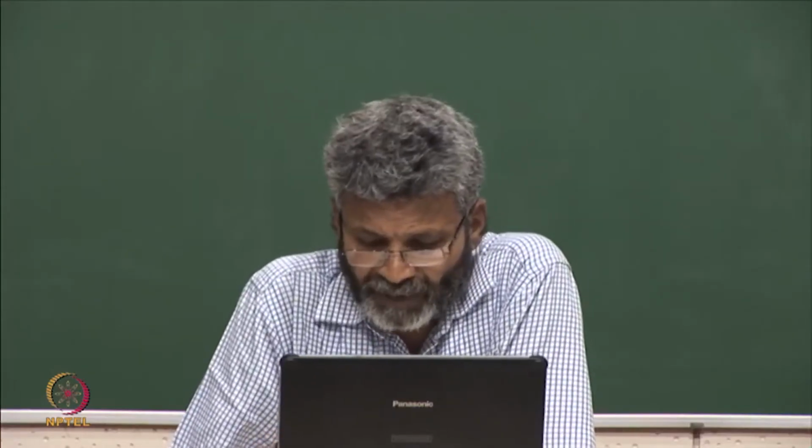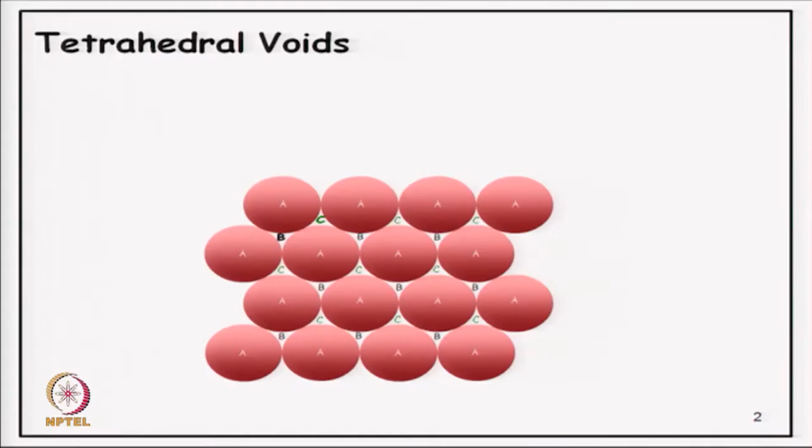cubic close packed. Now, in these close packed layers between the atoms there are spaces available. These spaces can accommodate other elements or other atoms. So, in the structure of alloys or solid solutions, which we will come to soon, these voids are very important. So, let us look at the geometry of these voids. First, let us look at what kind of voids and where they are located.